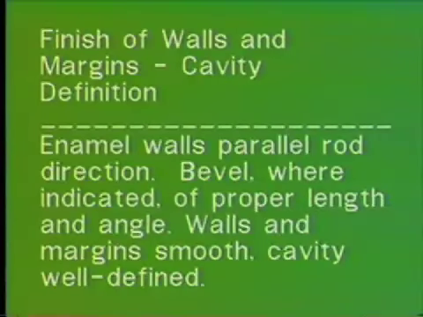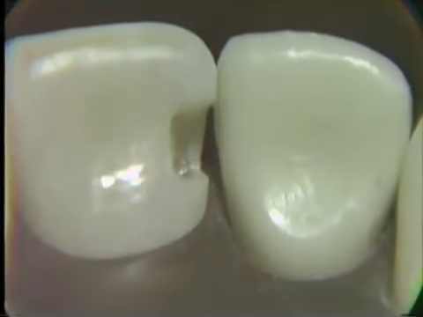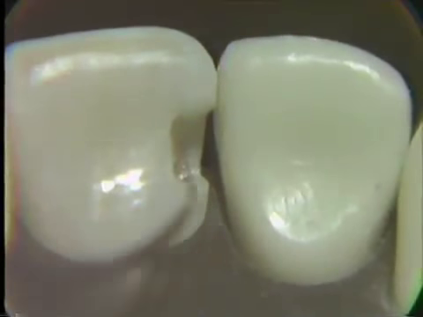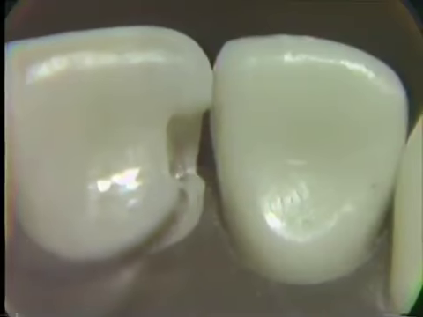The finish of the walls and margins and cavity definition is the first thing that we can look at. Obviously the enamel wall should parallel the enamel rod direction. There is no bevel really indicated in this preparation because of the restorative material that is going to be used, the alloyed filling gold. The walls and margins should be smooth and the cavity well defined. As we view this within the preparation, we see that there is smoothness and regularity.